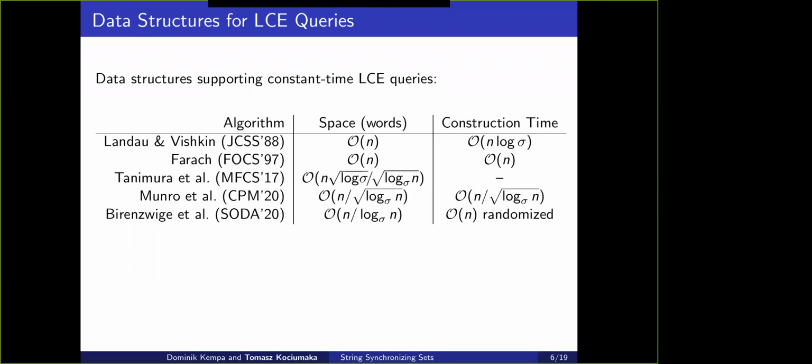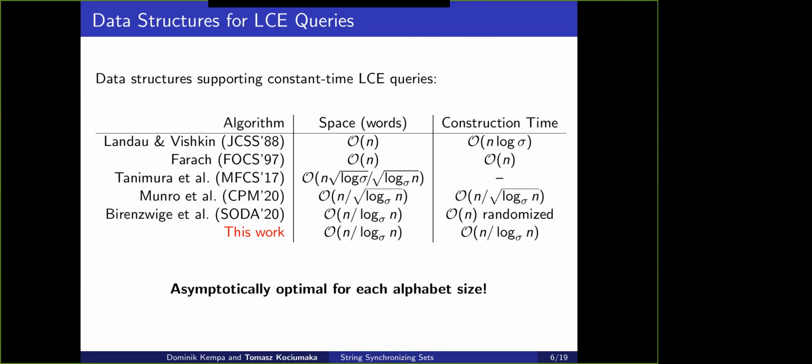And also the work of Bille, Gørtz, Sach and others, which was the work that Shai was presenting yesterday, also implicitly gives a data structure in this model where the space complexity is optimal, n log sigma bits, or n over log base sigma n machine words. But they focus on a different model, so their construction algorithm is not so efficient, it's linear and randomized only, whereas we would like to hope for something sublinear in n.